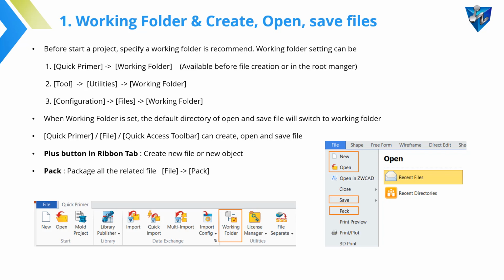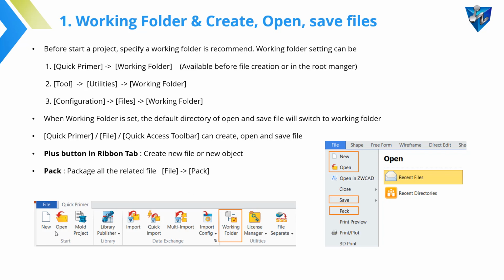The first way is to find it under the quick primer, and the second way is to find it under the tool ribbon tab. And the third way to define your own working folder is to find it under the configuration setting. When your working folder is set, the default directory of the open and save file will switch to the working folder.